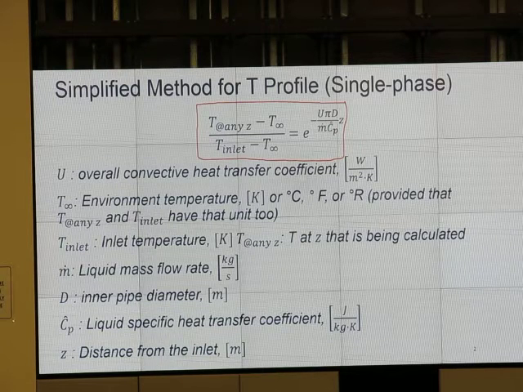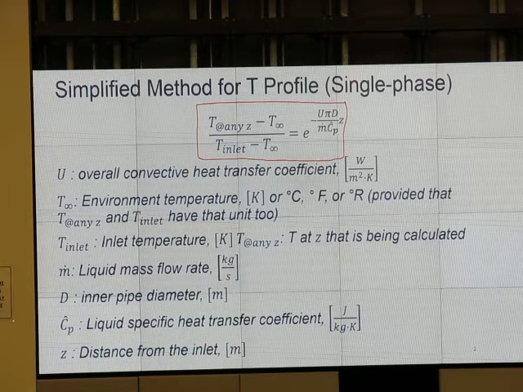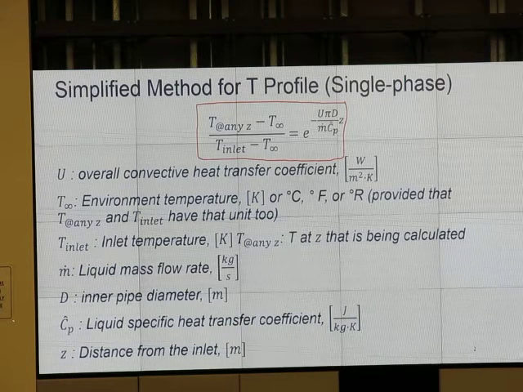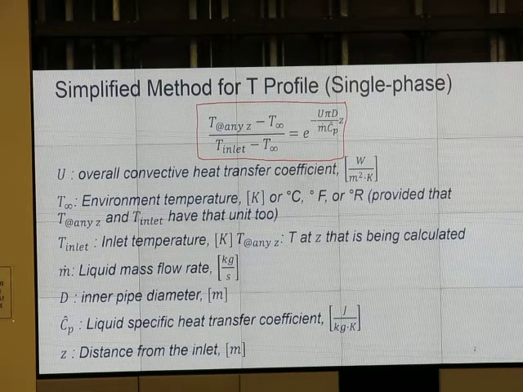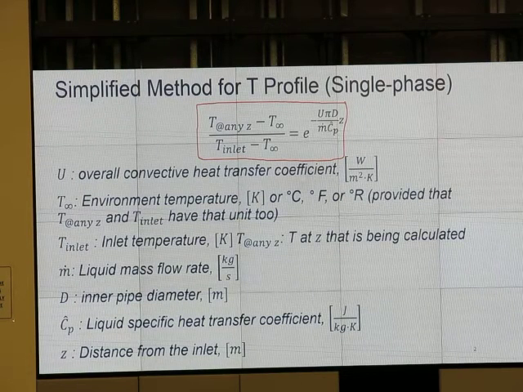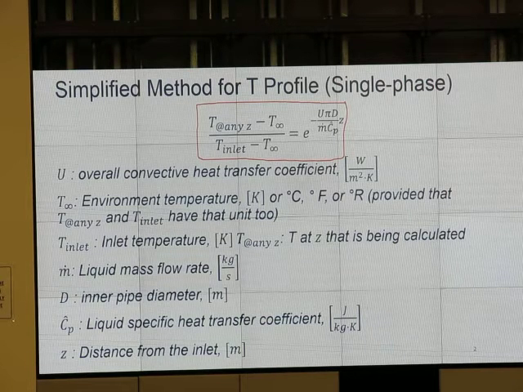So basically, you have the equation, and the equation has a bunch of parameters that you have to know. But you just substitute values in, and then you can get it. T at any z minus T at infinity divided by T inlet minus T infinity equals e to the power of minus U pi capital D z over m dot and c_p. M dot is the mass flow rate, kilogram per second. Capital D is the inner diameter. Z is the length from the inlet in meters. So you write all those down.